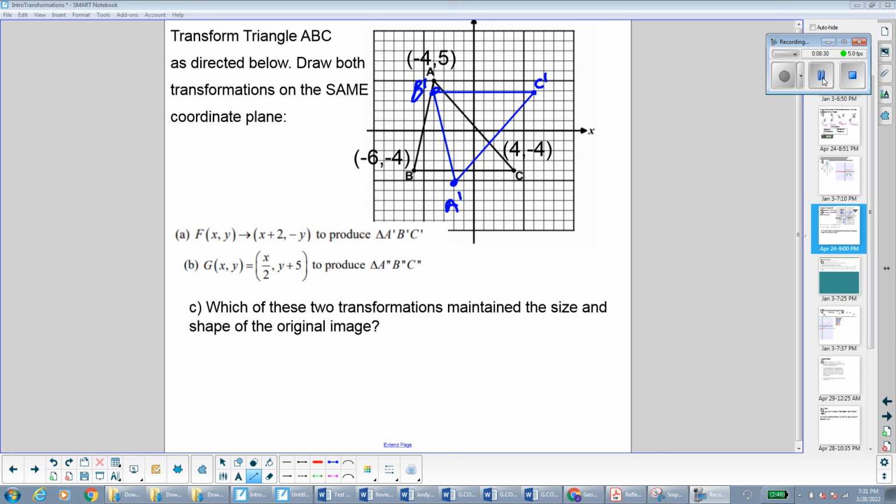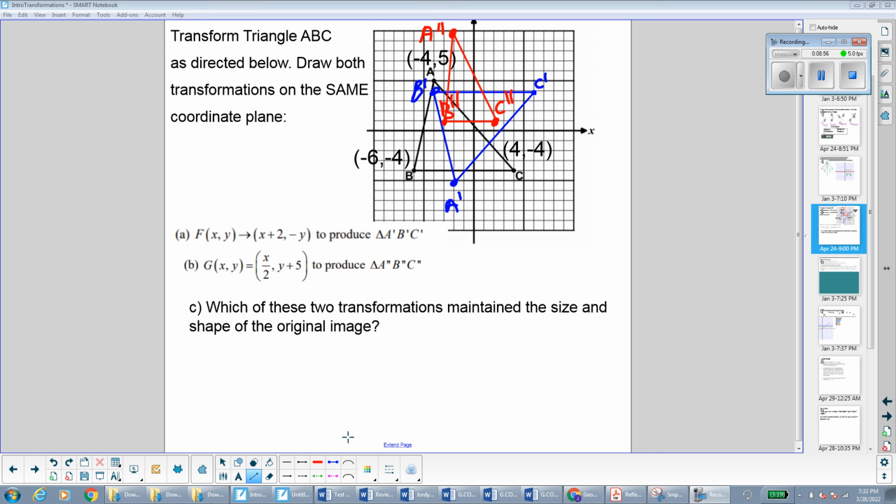Pause the video again and do the transformation of ABC under the transformation x plus 2, y plus 5. And here we have A double prime, B double prime, C double prime, which is the image of triangle ABC under the transformation x plus 2, y plus 5. Which of these 2 transformations maintain the size and shape of the original image?